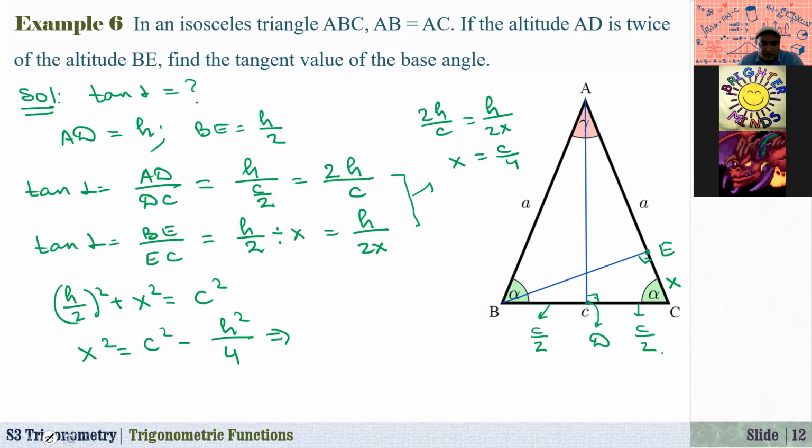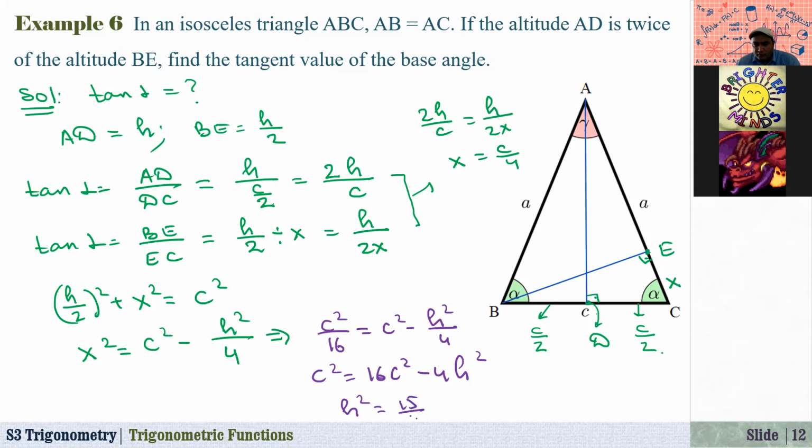Now from here then, let me change the color. So instead of X squared, I can write C squared over 16 equals C squared minus H squared over 4. If you multiply both sides by 16, here we have C squared equals 16 C squared minus 4H squared. Now, what is H squared then? H squared will be equal to, taking 4H squared to the left and C squared to the right, 15 C squared. So that is 15 over 4 C squared.